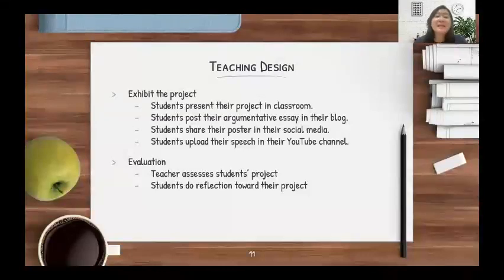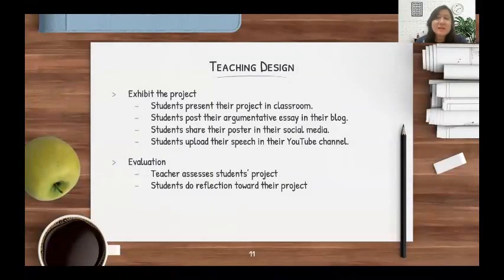And then next, exhibit the project. Here, students present their project in the classroom. The students post their argumentative essays in their blogs, students share their posters on their social media, and students upload their speech in their YouTube channel.